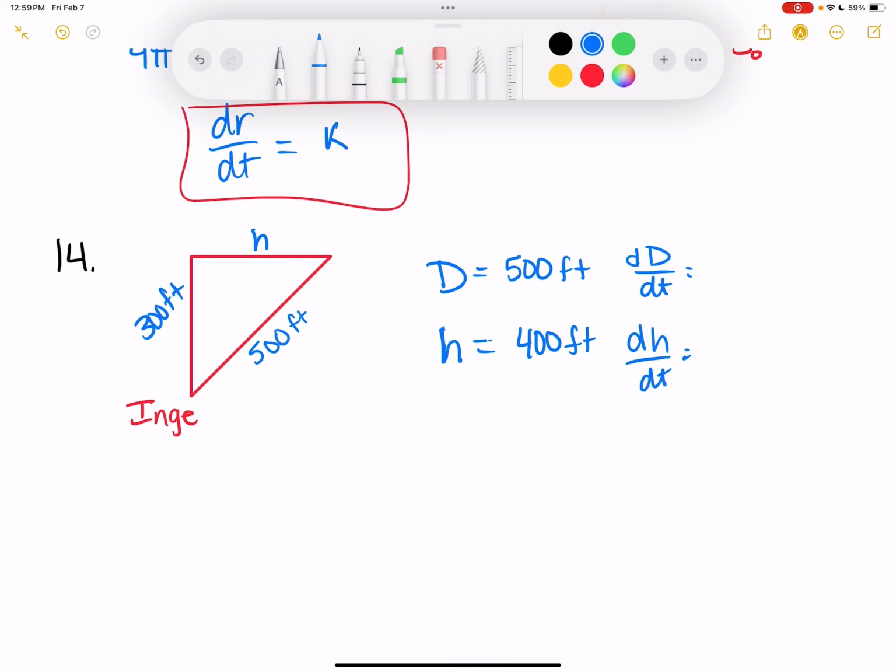Yes. Now we know dH/dt because we were told that it's flying away at a rate of 25 feet per second. The 25 you said was already given to us. Yeah, it was in the problem.